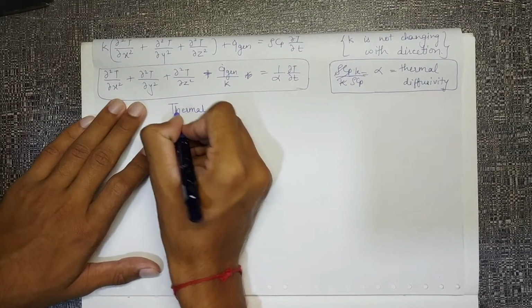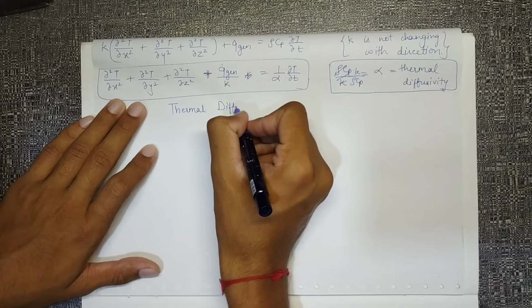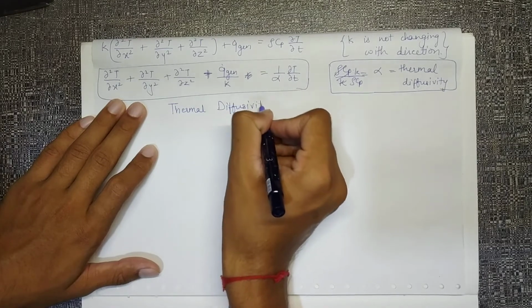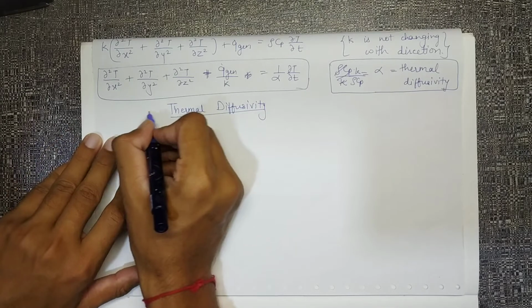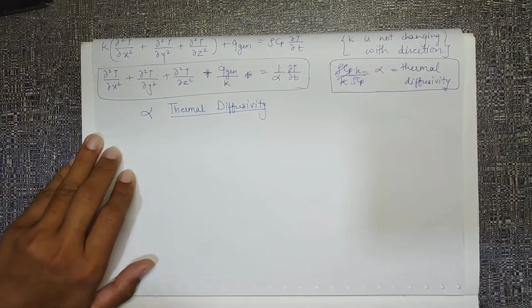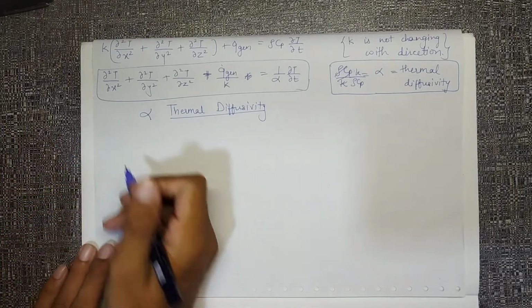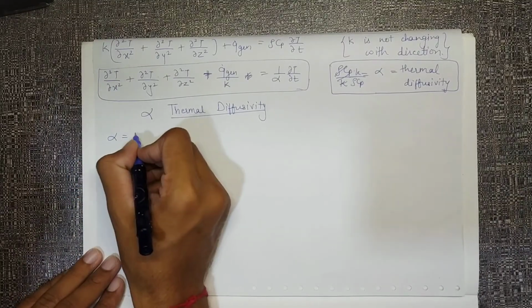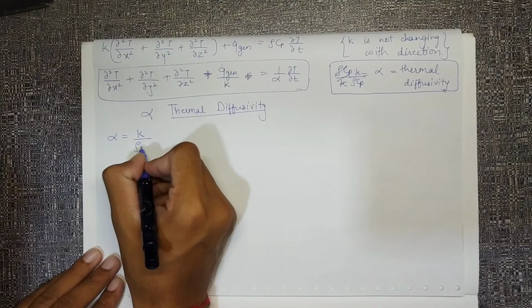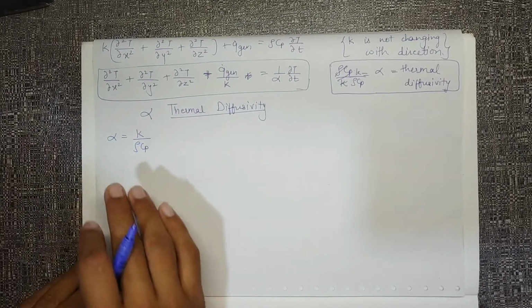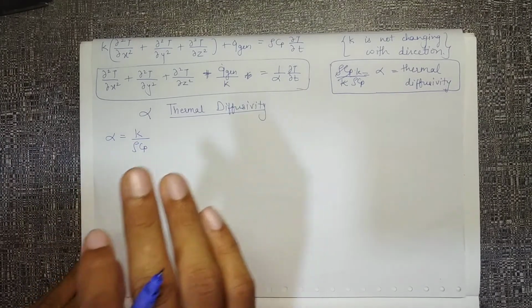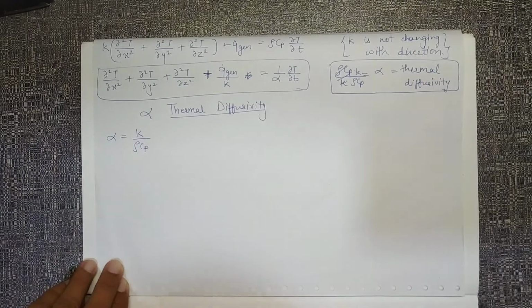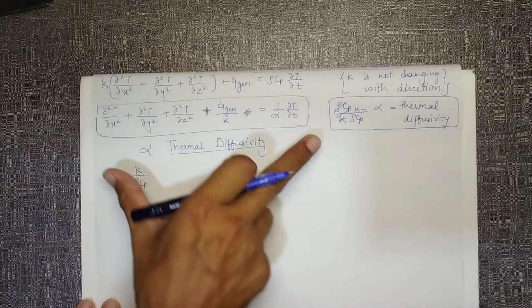Thermal diffusivity. So it is represented using the symbol alpha. And alpha was defined as k upon rho Cp when we were deriving the equation of general heat conduction or heat diffusion, which we derived earlier. This was the final equation.